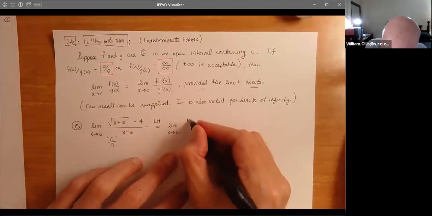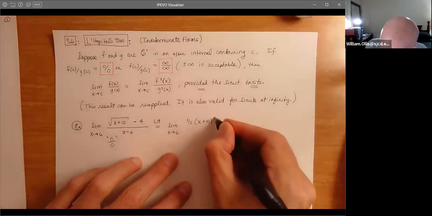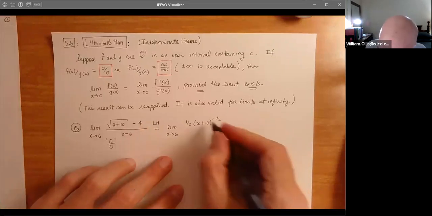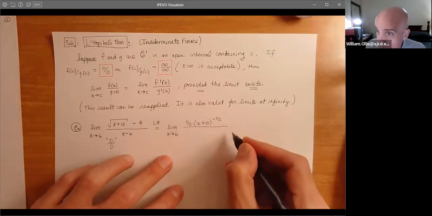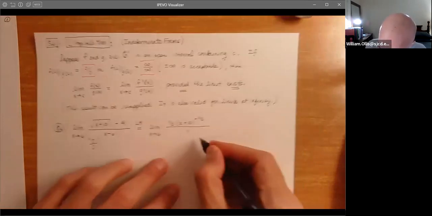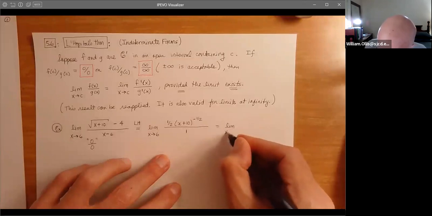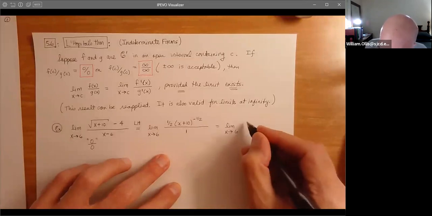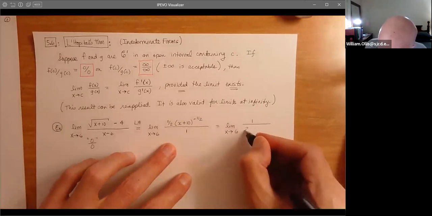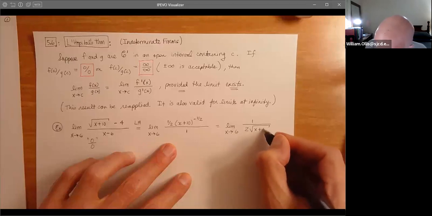So this will be 1/2 times x plus 10 to the negative 1/2. And of course, the derivative of the minus 4 is 0. Very simple, really too simple. And then, of course, the derivative downstairs is just 1. So this gives us the limit as x approaches 6. And of course, we can just rewrite this, just take everything downstairs if you like, 2, and factor the 2 if you want, square root of x plus 10.